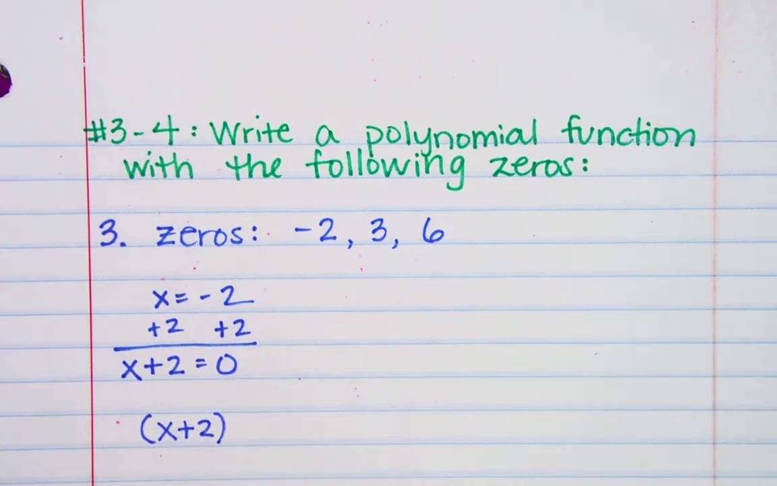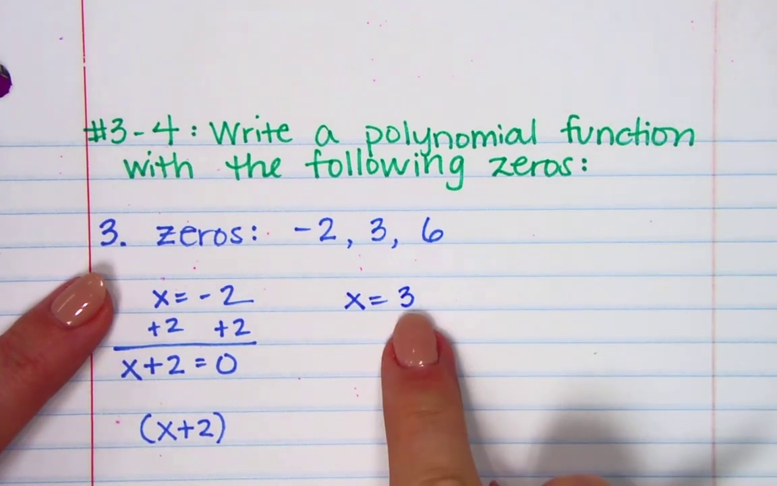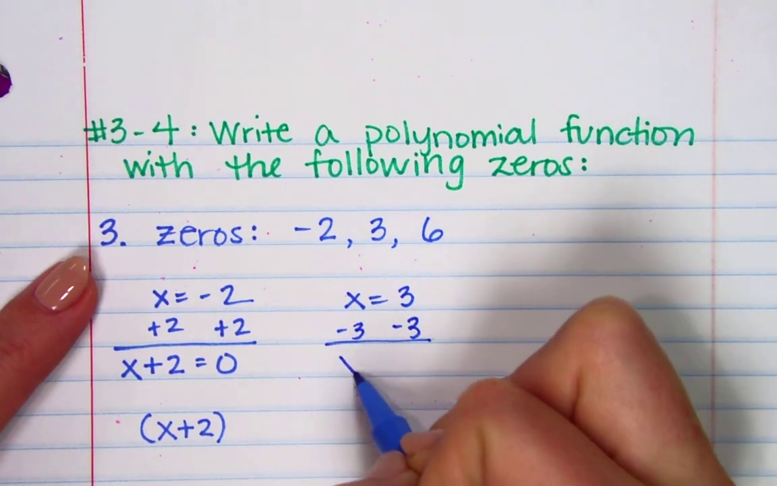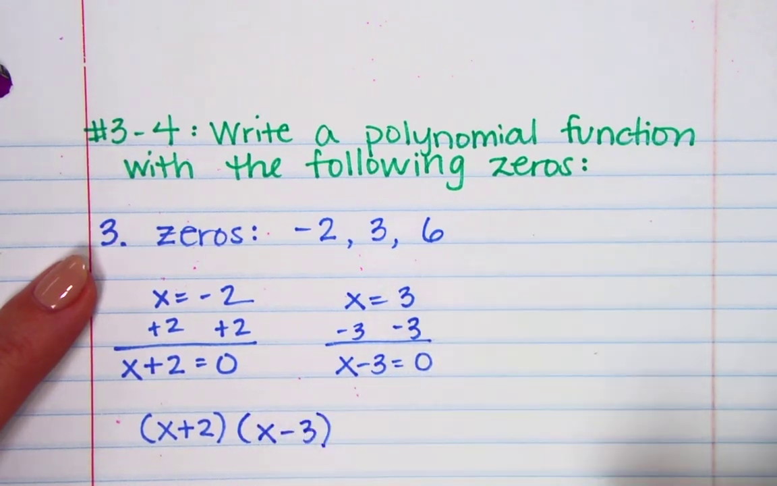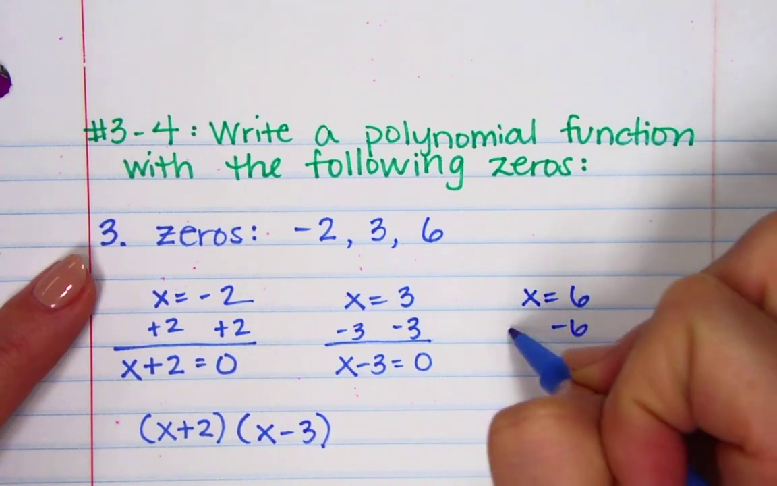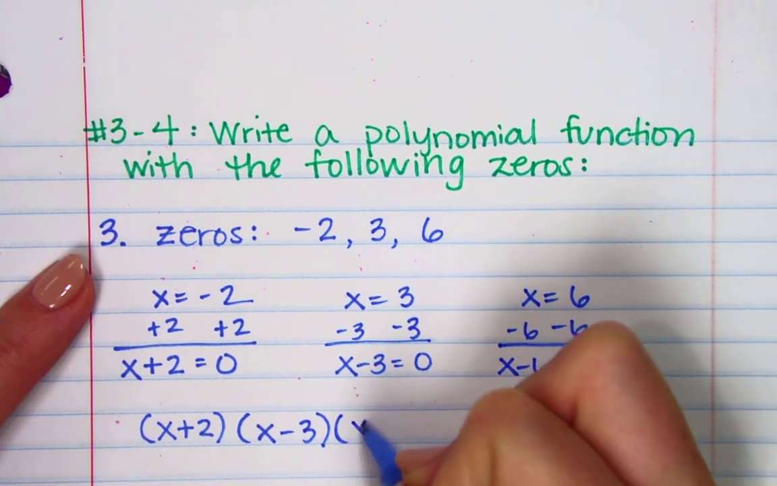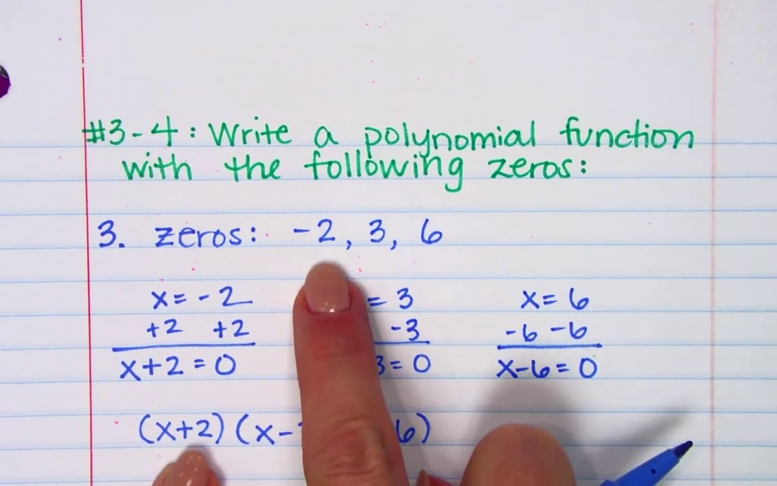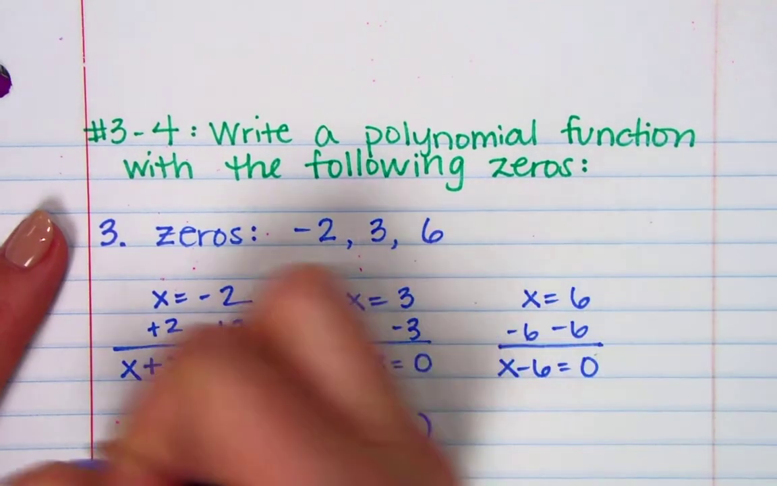Remember, we're just going backwards. Same thing with this one. This would be x equals 3. Well, we had set it equal to 0, so to undo that, we're going to subtract 3. X minus 3 equals 0. So our next factor would be x minus 3. All right, and then what's going to happen with the 6? Minus 6. It's going to be x minus 6, because again, we're just doing it backwards. So remember, our factors are always the opposite sign from our zeros. So plus 2 was -2, minus 3 was 3, and minus 6 was 6. So here are our factors. I'm going to write that here.